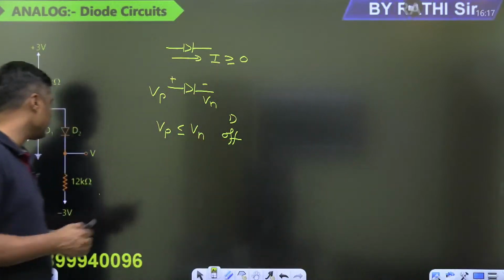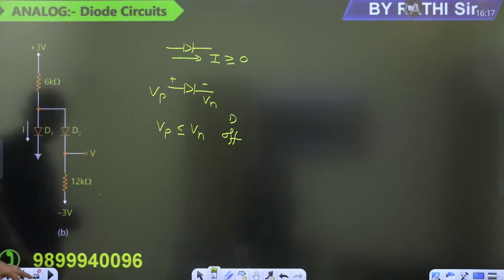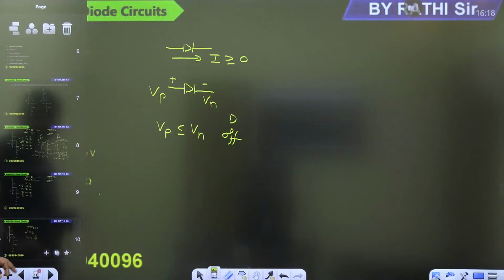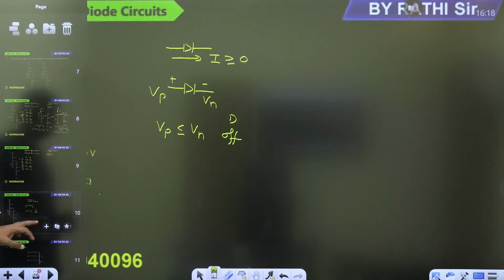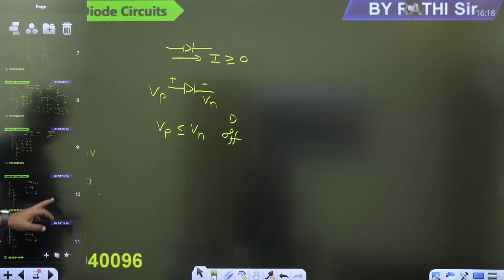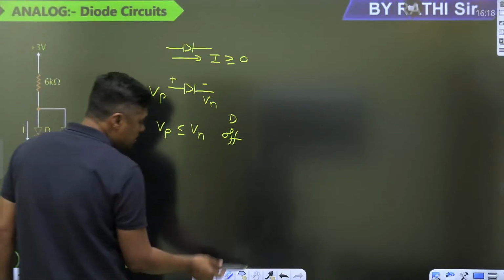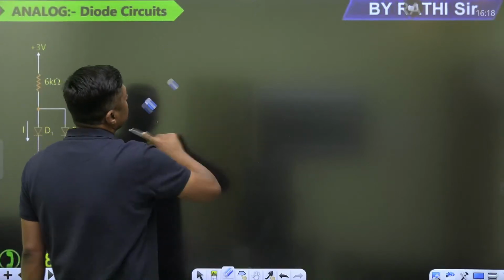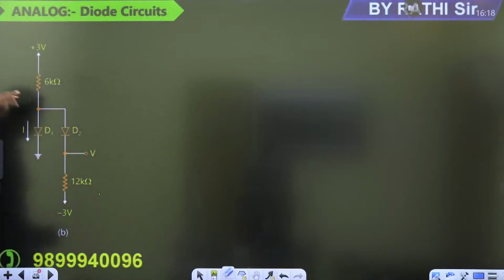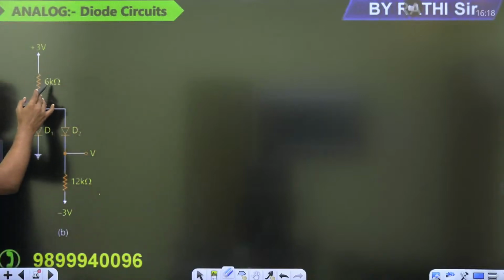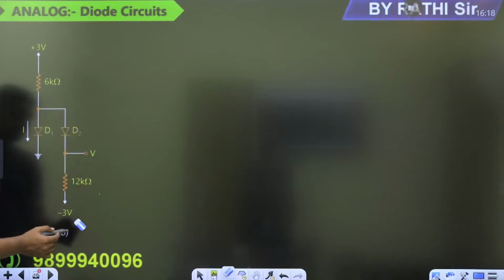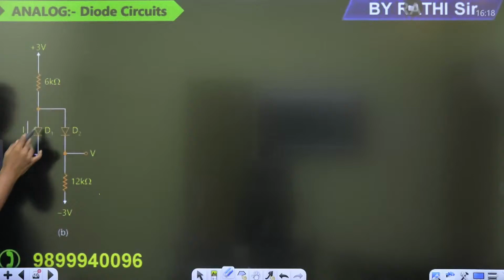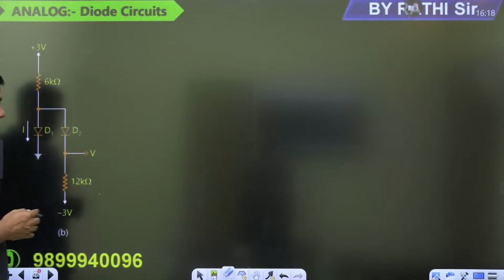Okay, first question over. Now second question. Second question, guys, this one. Simple change in the position of the resistor. Now the 12 kilo ohm is replaced by the 6 kilo ohm and the 6 kilo ohm is replaced by the 12 kilo ohm. Same battery, minus 3 volt, 3 volt, 6 kilo ohm, diode D1, diode D2. Now tell me, what is the answer?